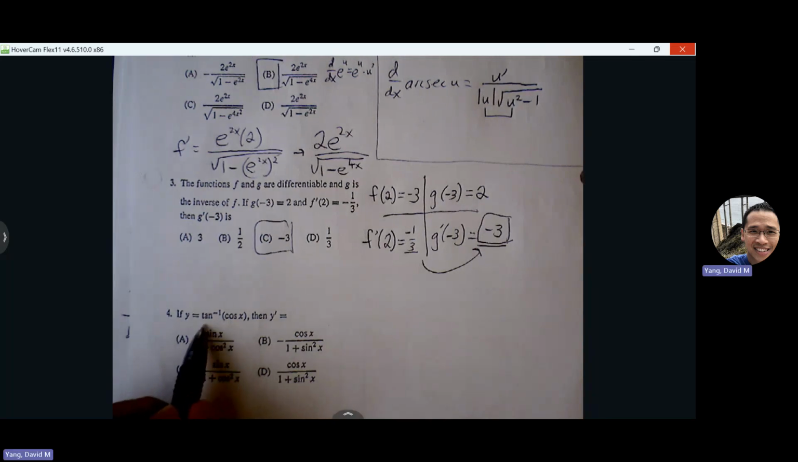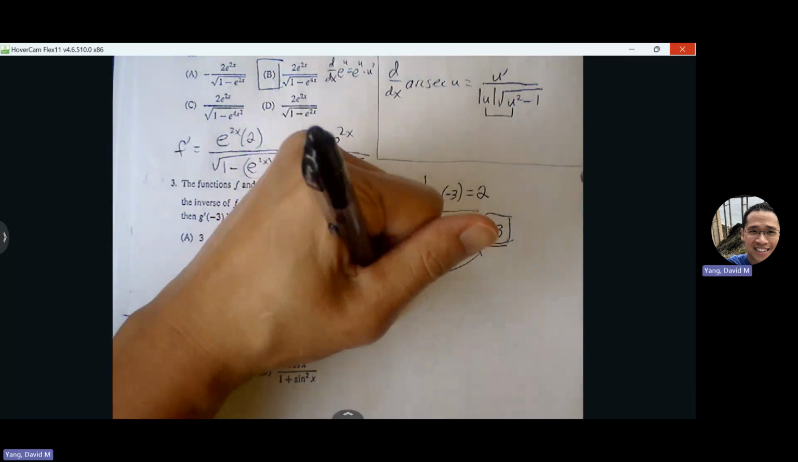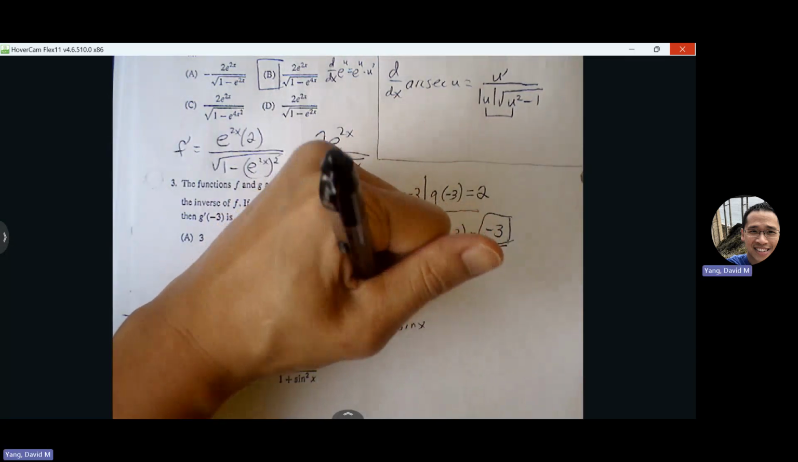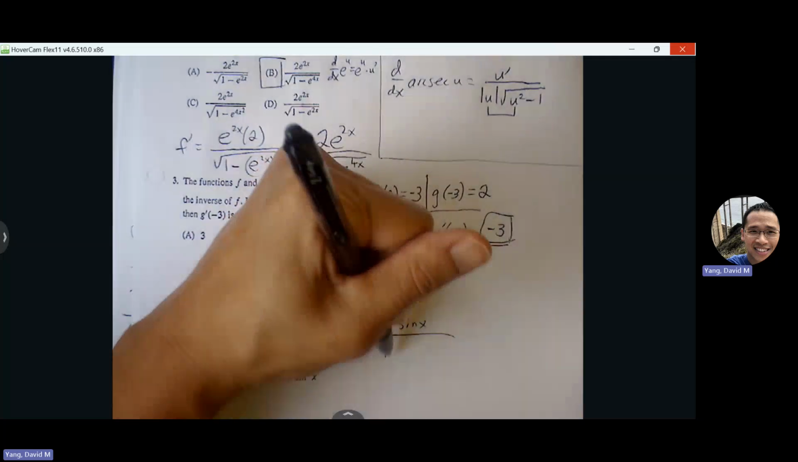Chain rule here. We know arctangent's rule is u prime over 1 plus u squared. So u prime, derivative of cosine is negative sine, over 1 plus.